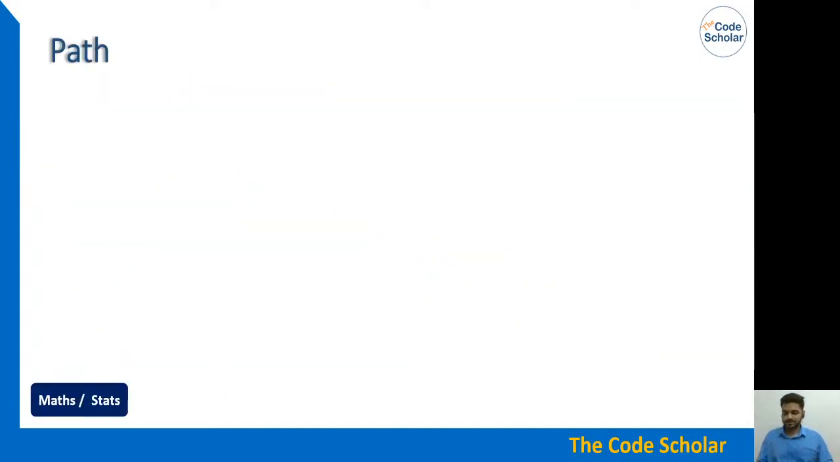So what is the path? First is maths and stats. How much maths and stats? That is my responsibility to define. It depends on what job designation you are going forward with. If you know programming languages, maybe Python, R, Java, Julia, these things, you're good to go.